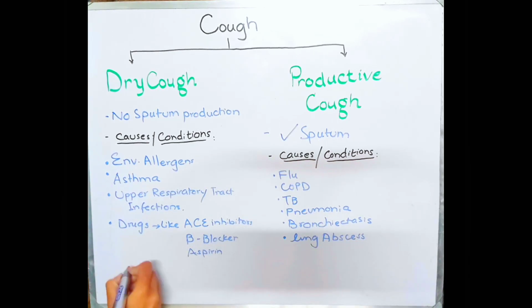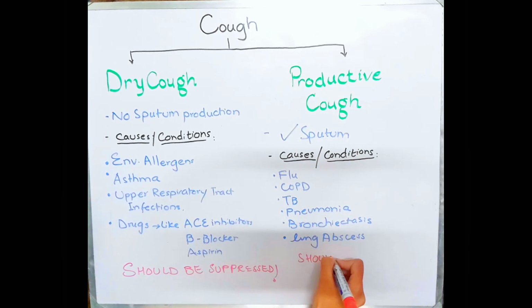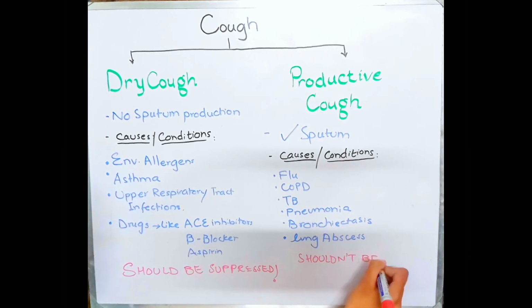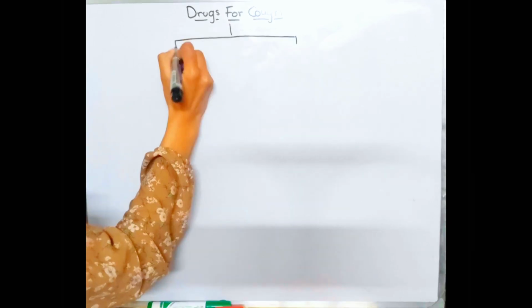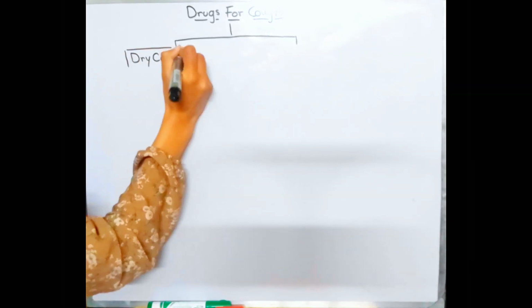Now as a dry cough is simply an irritation, it is not productive, so this should be suppressed. While productive cough shouldn't be suppressed as it is protective in nature, because we want the mucus to be removed. Now let's discuss the pharmacology of the cough.